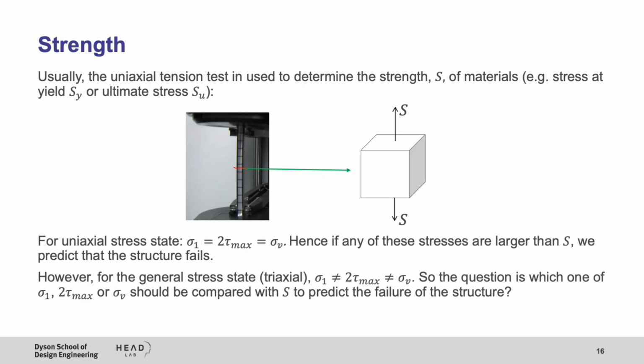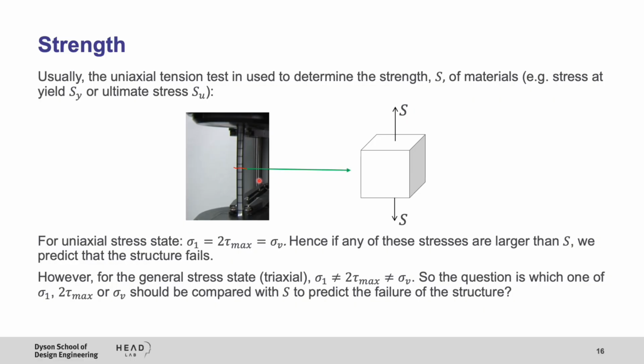We usually use the uniaxial tension test to determine the strength of materials. So here I'm showing a uniaxial tension test, and this is an element taken at this cross section, and we know that this element is subjected to two stresses only, and these are normal stresses. S here can represent the yield or ultimate stress of the material.